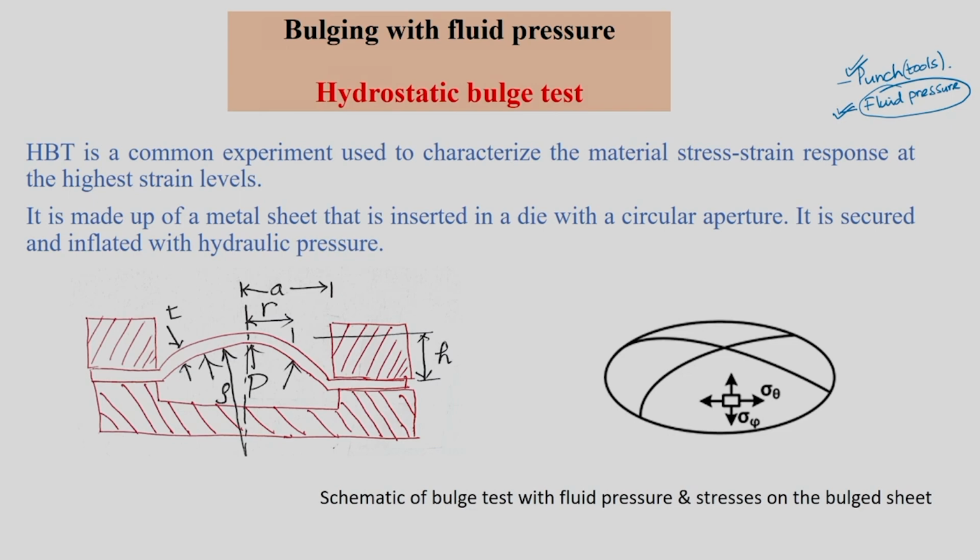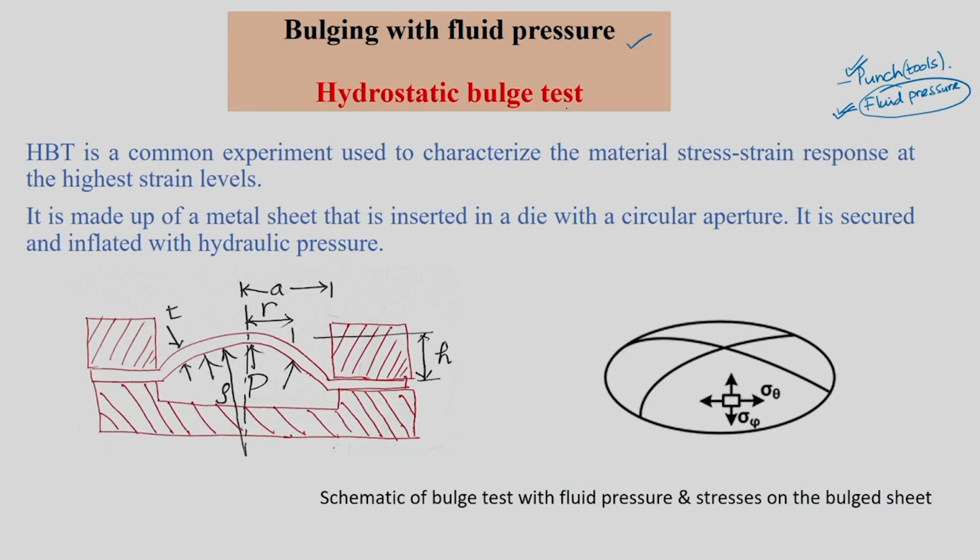The first heading is bulging with fluid pressure, and this can also be called the hydrostatic bulge test. In short, they call it HBT. Like the uniaxial tension test, UAT, similarly we can say hydrostatic bulge test. This is nothing but bulging of a sheet with the help of a fluid pressure.